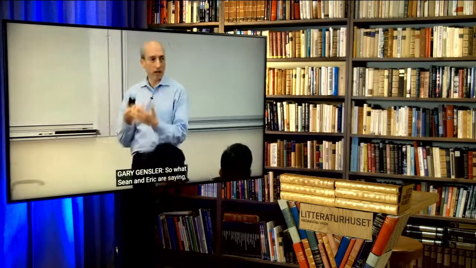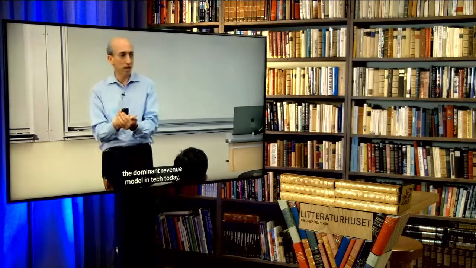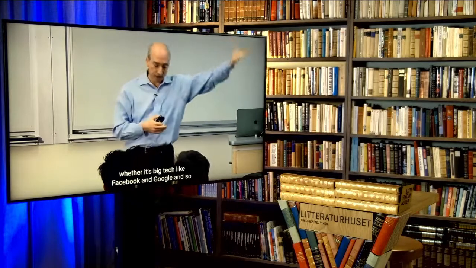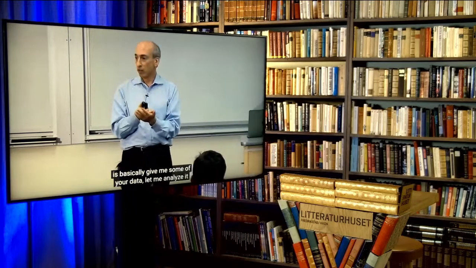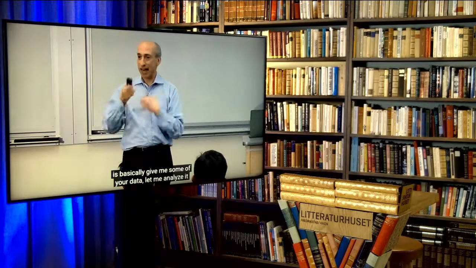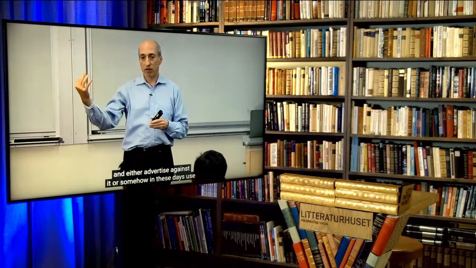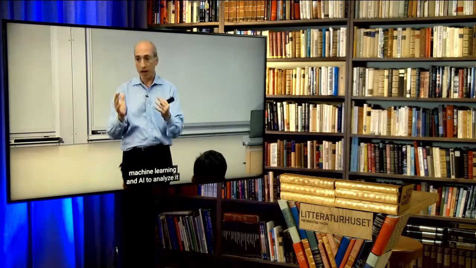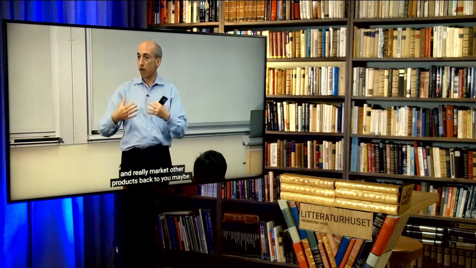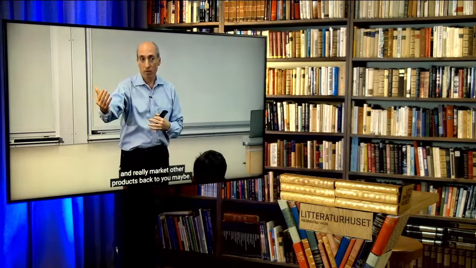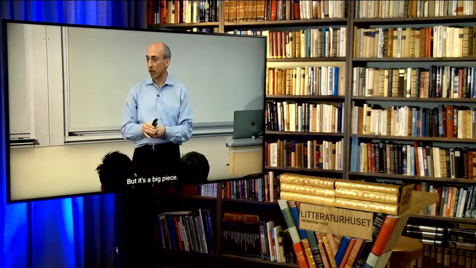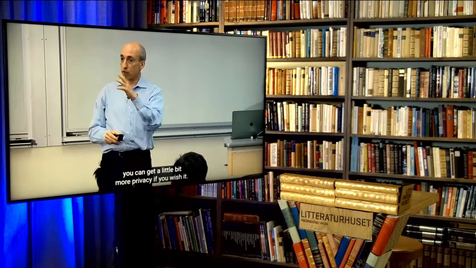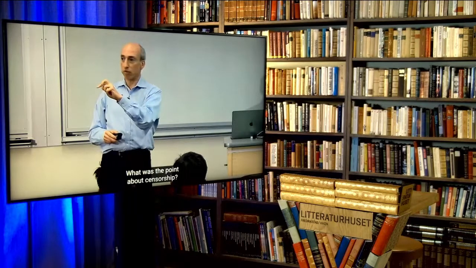So what Sean and Eric are saying, the dominant revenue model in tech today, whether it's big tech like Facebook and Google and so forth, or any tech, the dominant revenue model, not the only one, is basically give me some of your data, let me analyze it, and either advertise against it or, these days, use machine learning and AI to analyze it and market other products back to you. We all do it. We live in this. We give up our data, some more so than others, but it's a big piece. Blockchain, Catalini raises, well, maybe you can get a little bit more privacy. If you wish it, it might be part of the revenue model. How about censorship? What was the point about censorship?